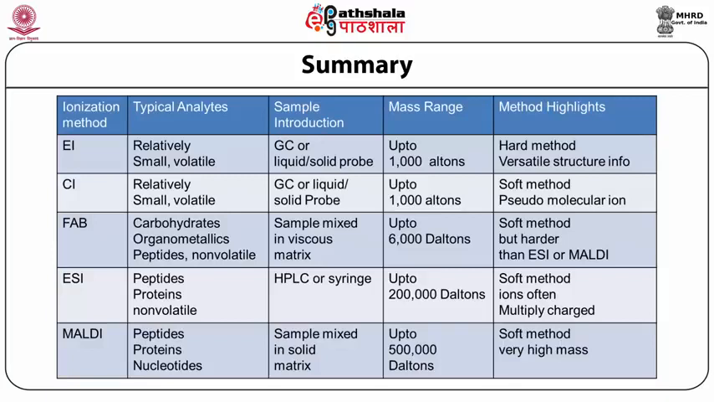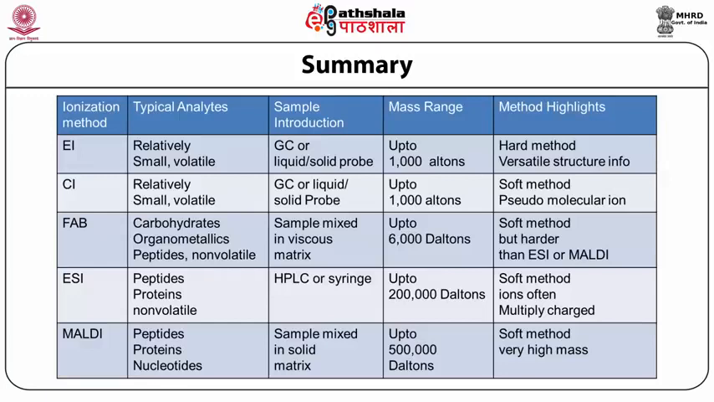Sample introduction: for EI and CI, generally GC or direct insertion can be used. For FAB, the sample is mixed in various matrices, while for ESI and MALDI, you can have HPLC or syringe infusion of the analyte into the ion source of the mass spectrometer. In MALDI, the sample is mixed in a solid matrix.